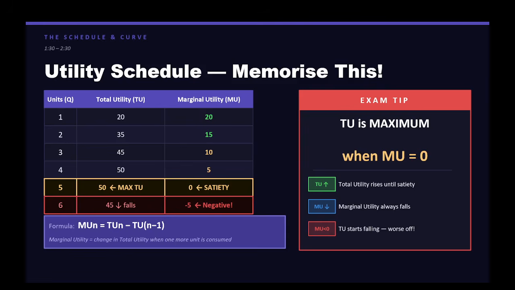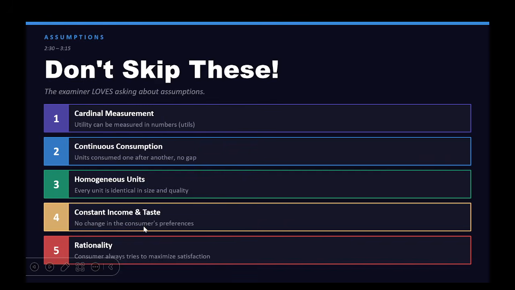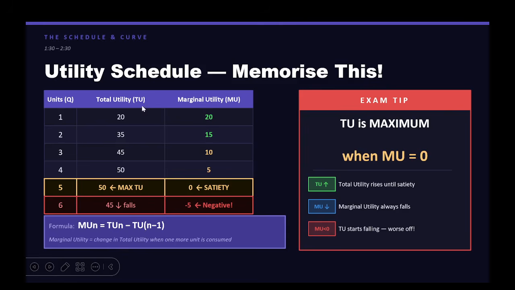So let's move to the table. In this table, we are going to see how this law of diminishing marginal utility actually works. First unit of Coke you have, total utility is 20, marginal utility is also 20. So how do you calculate marginal utility? Marginal utility is equal to current total utility minus the previous total utility. In the first case, there is no previous total utility, so 20 minus 0 is 20, marginal utility.